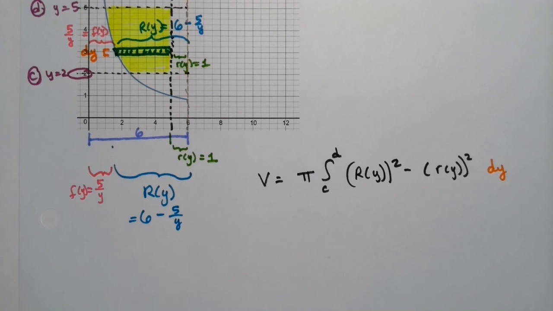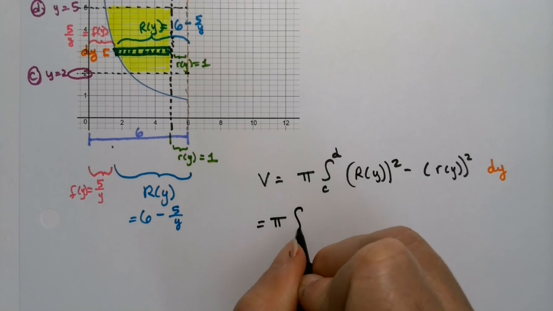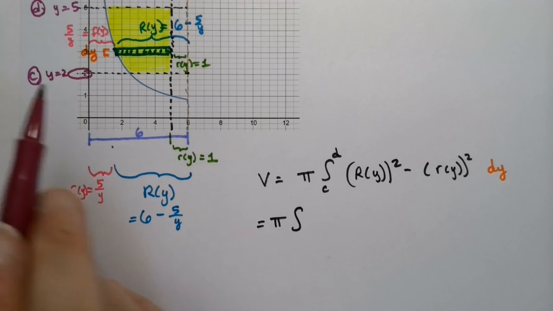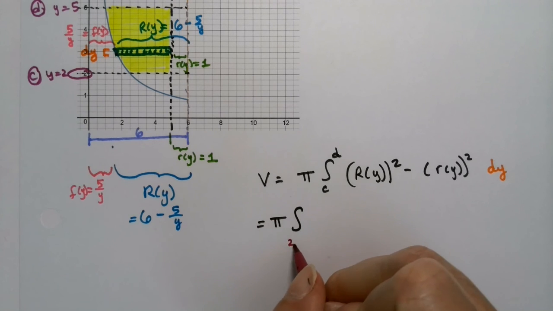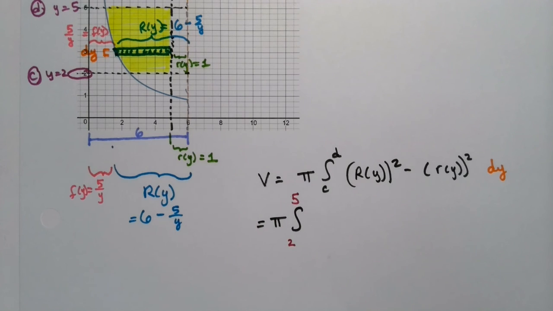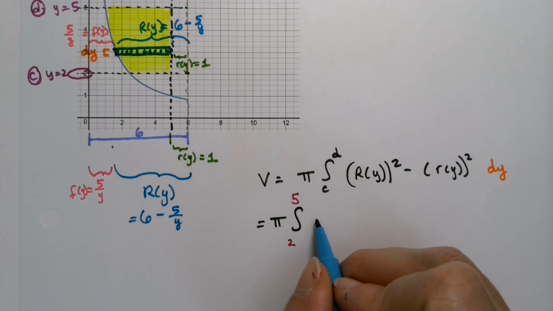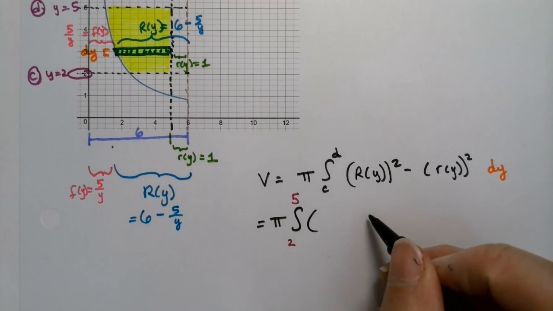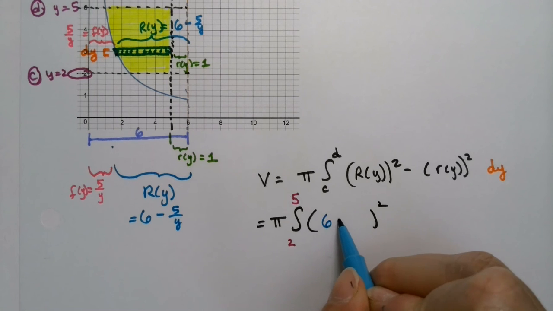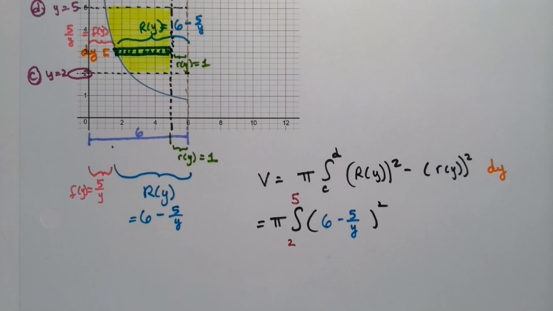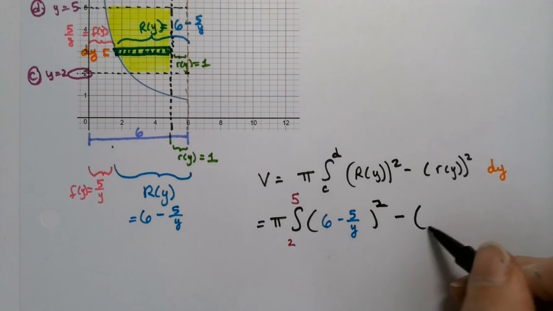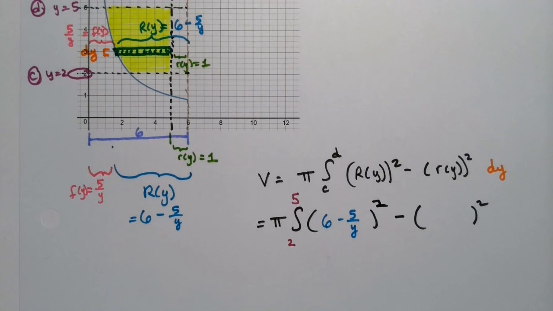So the volume will be equal to pi. The c value we said was 2. That's c right there. C is 2. D is 5. Those were actually given in the problem. And the hardest part by far is finding that capital R of y. So it is 6 minus 5 over y, minus, and then the little inner one was 1. So that's pretty easy. We make up for the really hard capital R of y by a really easy little r of y.